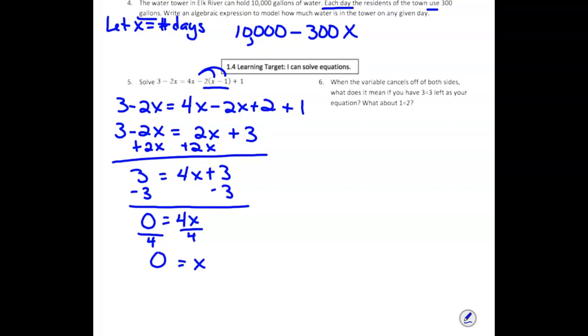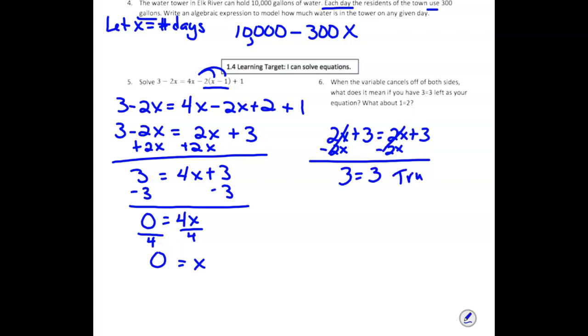Question 6 says, when the variable cancels off of both sides, what does it mean if we have 3 equals 3 left as our equation, or if we have 1 equals 2? So let's start with the 3 equals 3. In other words, we might have started with something like 2x plus 3 equals 2x plus 3. When we try to get rid of those variables, they disappear on both sides. In this case, we are left with a true statement.